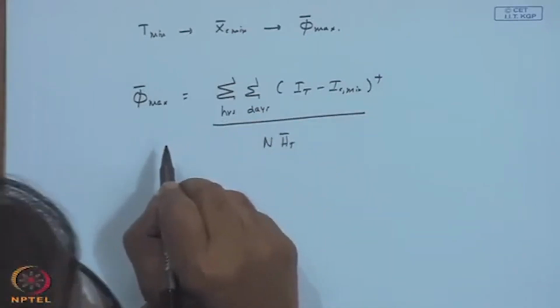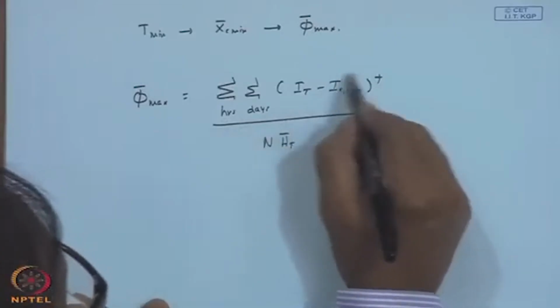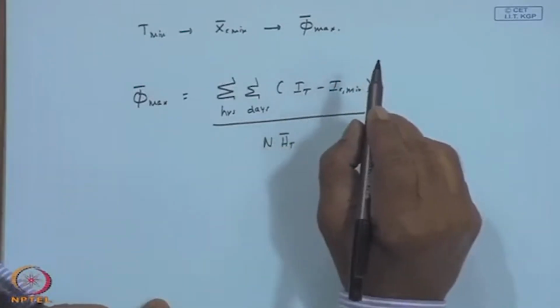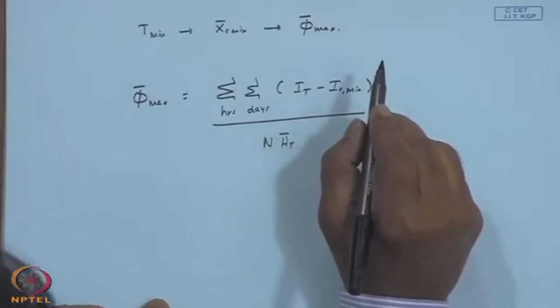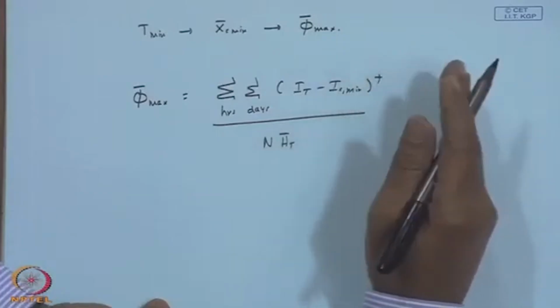So, the emphasis is on the minimum temperature at which energy delivery occurs. Though it is the same correlation, you can automatically calculate whether you call it x c or x c bar minimum, or I c or I c bar minimum. If you use the correct non-dimensional critical level x c bar, you will also automatically get the correct answer. But to be specific, we say T min corresponds to x c bar min, which yields phi bar max.